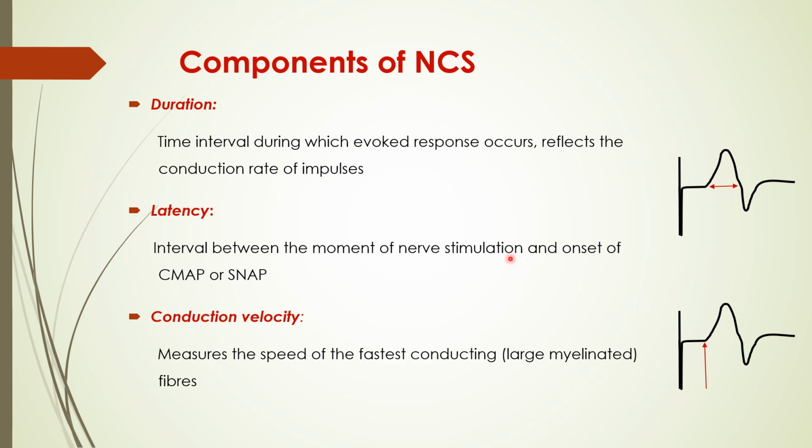Second is the duration. It is the time interval during which the evoked response is happening. It reflects the conduction rate of the impulses. Latency is the interval between the moment of nerve stimulation and the onset of CMAP or SNAP. Using these two parameters, we can calculate conduction velocity.